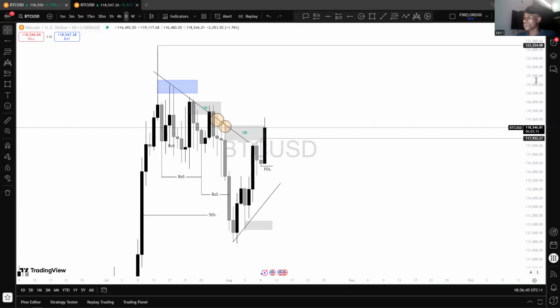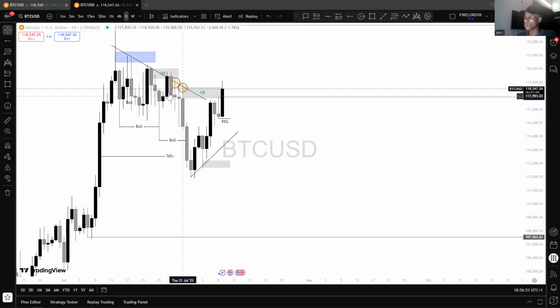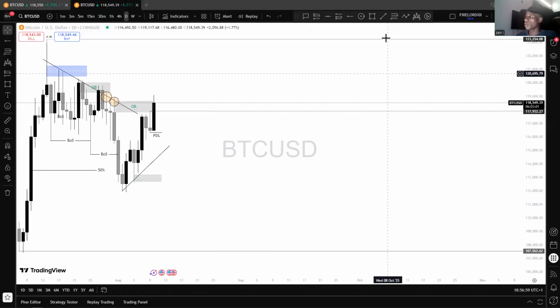Price already came to tap into this other block that we had one time like that. This is a 4 hour block. Price tapped into it and we are still observing to see what price is going to do now. We all remember how we trade the confirmation.